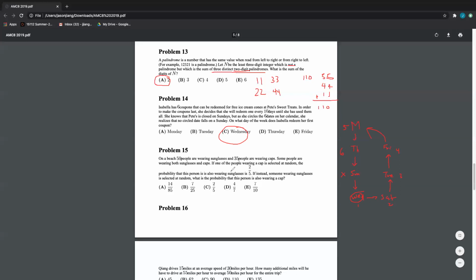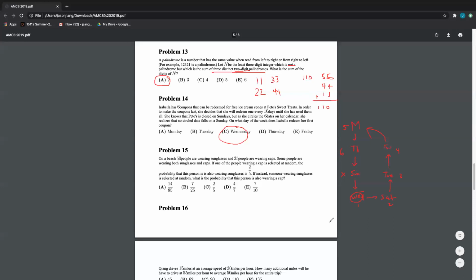We have a beach where 50 people are wearing sunglasses and 35 are wearing caps. Some of them are wearing both as well. We're told that selecting one of the people wearing a cap at random, the probability that they're also wearing sunglasses is 2/5. So we want to know if we pick someone wearing sunglasses, what's the probability that they're also wearing a cap?